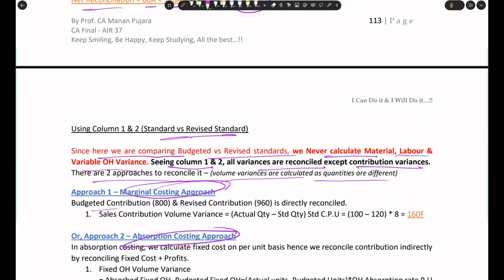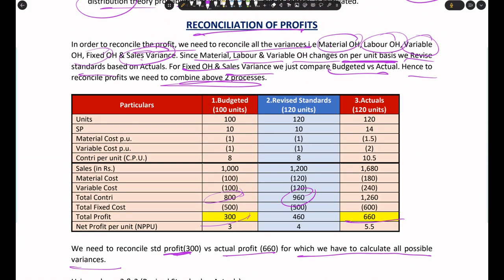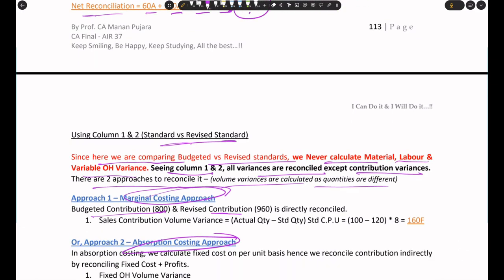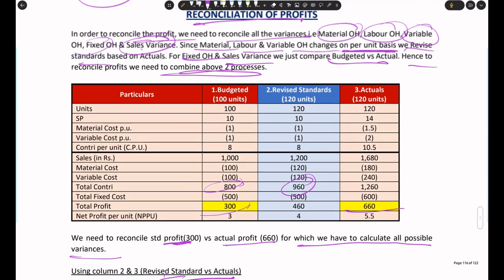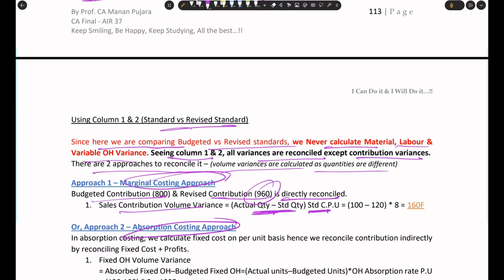Budgeted contribution is 800, as given, and 960 is the revised contribution. The revised contribution of 960 is directly reconciled. How? Sales contribution volume variance is equal to actual quantity minus standard quantity, into standard contribution per unit, that is 120 minus 100, into the contribution per unit, that is 8. That is equal to 160 favorable. So this is reconciled perfectly, because 800 plus 160 is equal to 960.